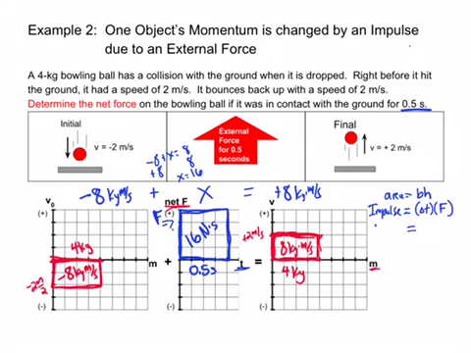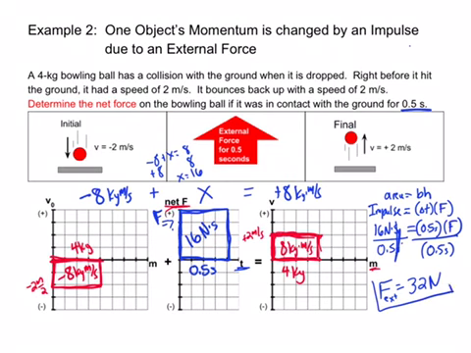So I know that the impulse is 16 newtons times seconds. The time is 0.5 seconds times the force. To get the force by itself, I'm going to divide both sides by 0.5 seconds. The seconds go away, and I'm left with a number in newtons. So here my external force is equal to 32 newtons. And that's what we got. So there's an example of a problem with impulse.